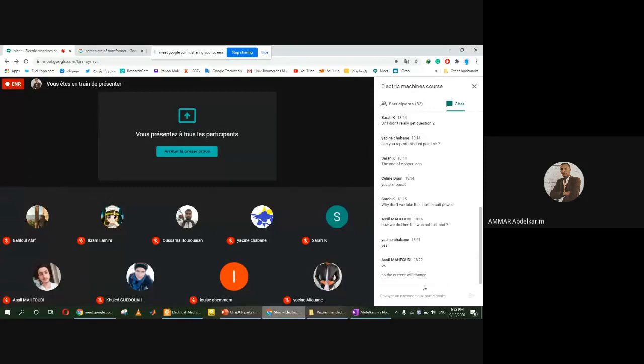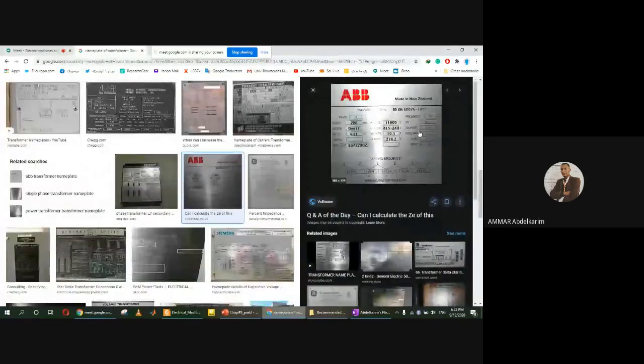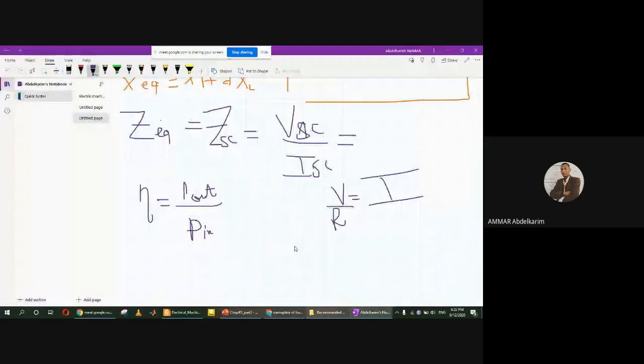Of course, the current will change because we change the load. So this is the nameplate. In the nameplate, we are going to find the rated values, for example voltage, currents, frequency, and other information.